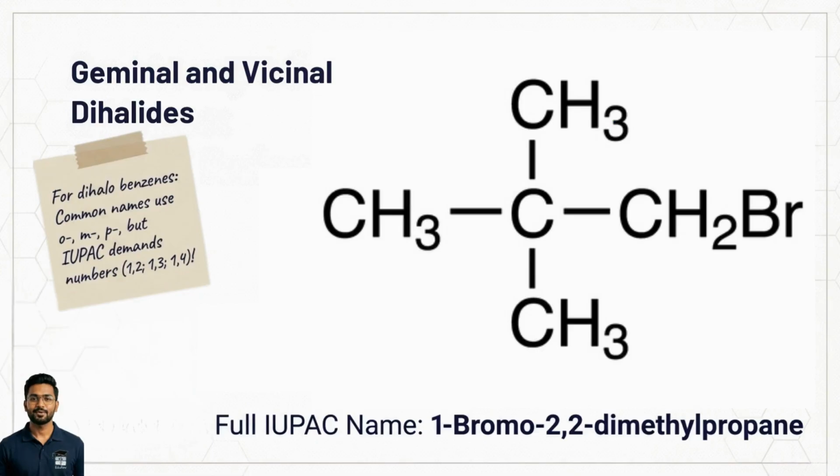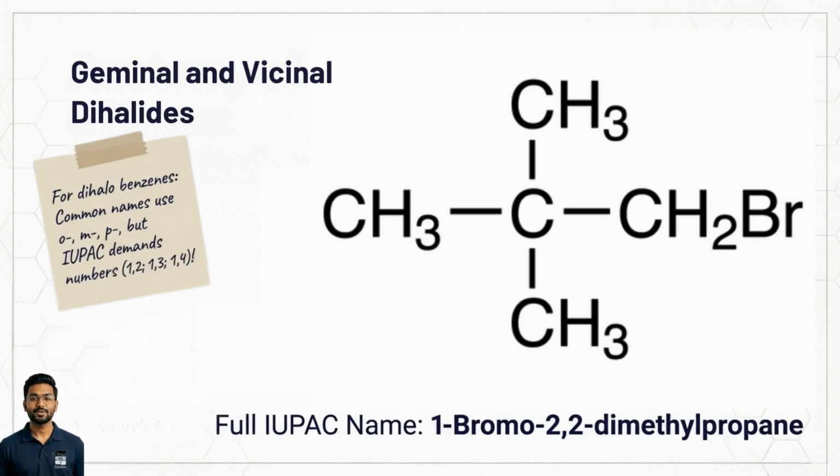A named example makes the rule concrete. In the structure shown here, the correct IUPAC name is 1-bromo-2,2-dimethylpropane. Notice the systematic way it is built. First choose the root chain, then number it, then place the substituents. Common naming can sometimes be misleading, but IUPAC demands exact numbering.